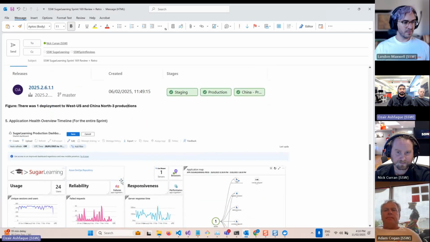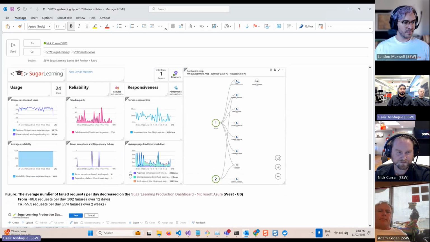Moving towards the ops dashboard, the average number of failed requests per day decreased on SugarLearning West US from 66 requests per day to 55 requests per day.